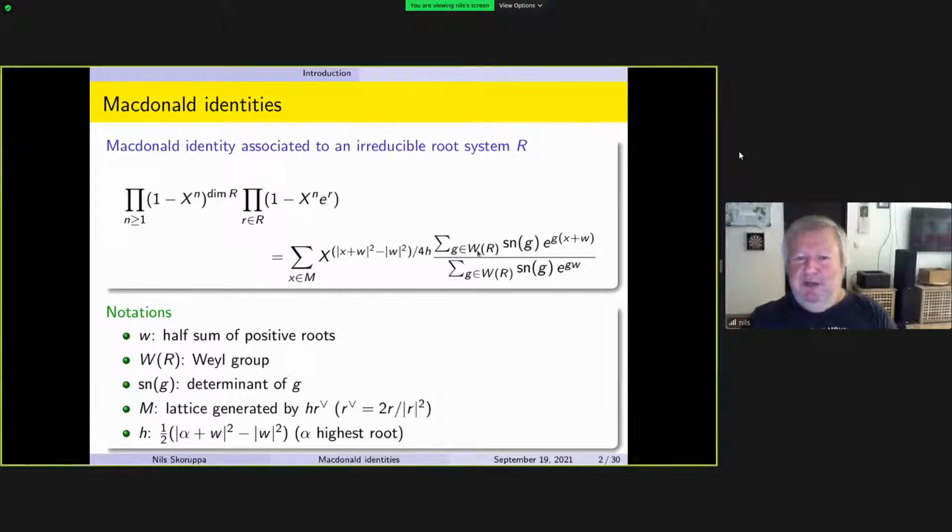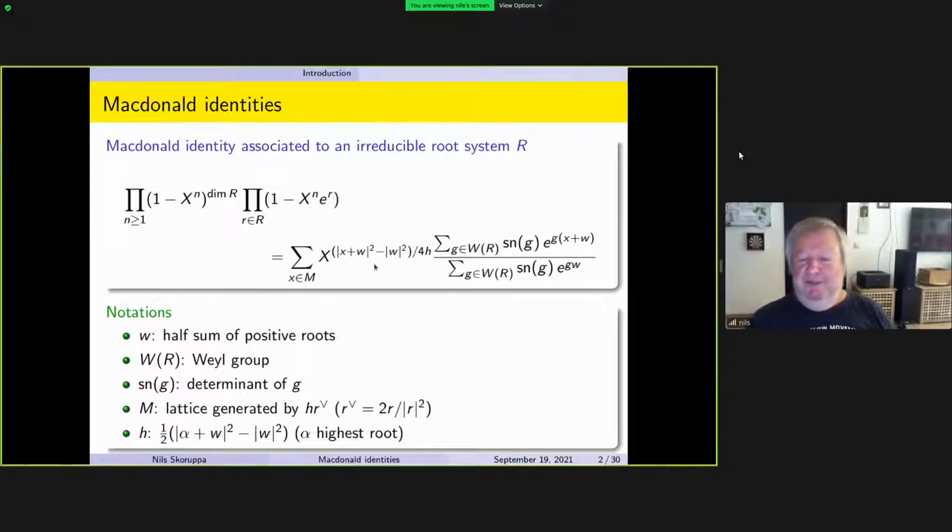Then you have the Weyl group, W of R. Here it is a finite group, and it's a finite sum that you have here. Here is the character, the linear character of the Weyl group. It's the determinant of g. And then you have again these elements of the group ring of the lattice M. Okay, so it's this formal identity.